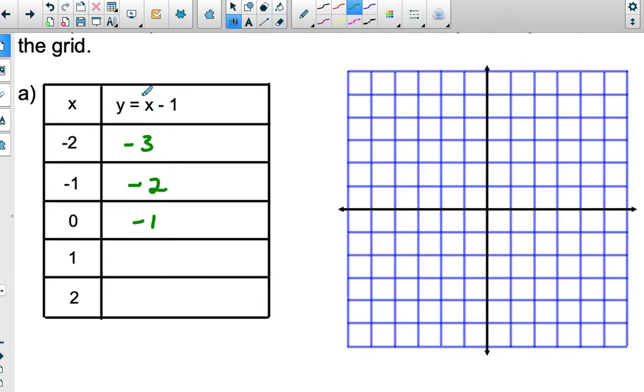Subbing in 1 this time, 1 minus 1 is 0. And if I sub in 2, y is 2 minus 1, or 1. So we now have a t-table with some information on it. We want to know, is there a relationship here? Let's graph it and see if we can see if there's a relationship.